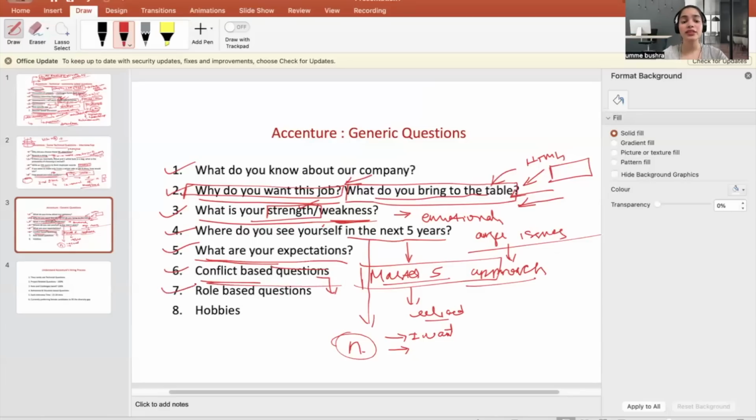Next is role-based. If you're being hired as a web developer, say front-end developer, role-based questions mean that you are going to be asked questions as if you are in this role. What features can you add? What enhancements can you make? How can you contribute to the team? All of these questions are going to be asked on the basis of the role that you're being hired for. What relevant skills do you have, and all of that.